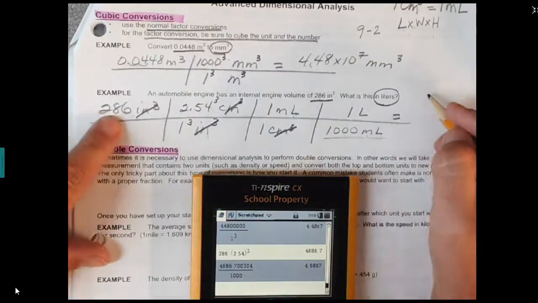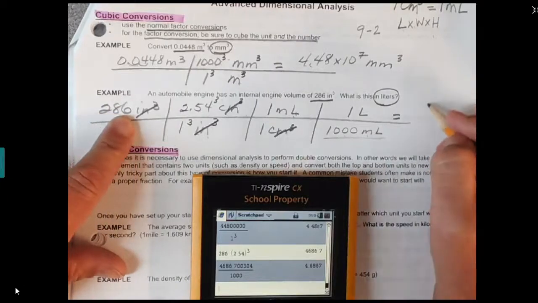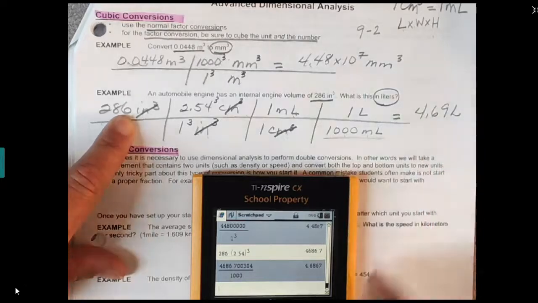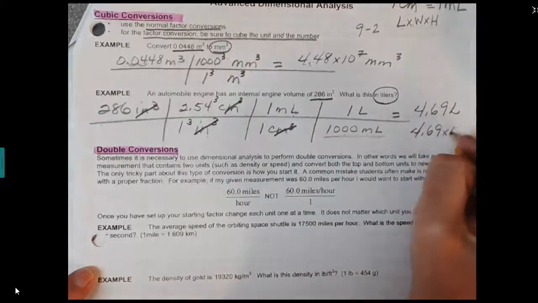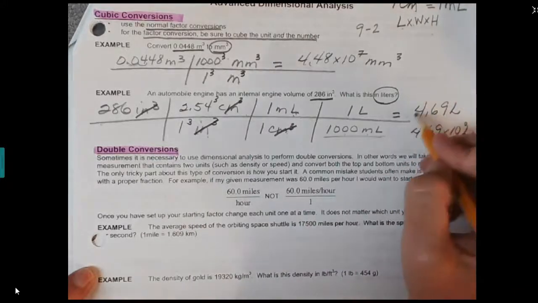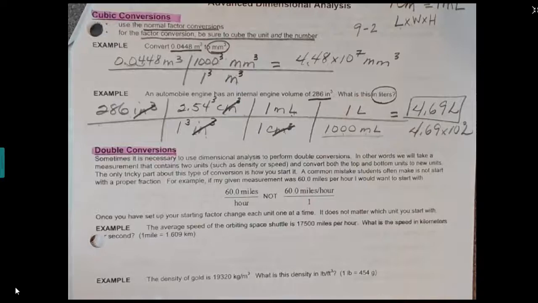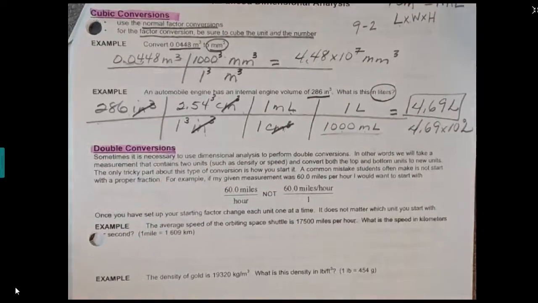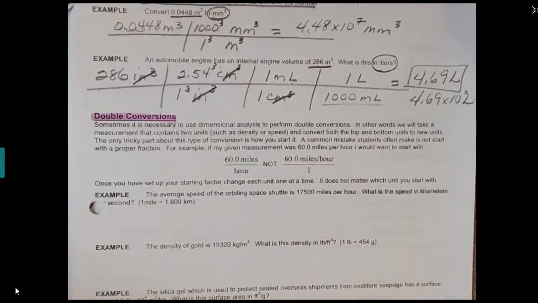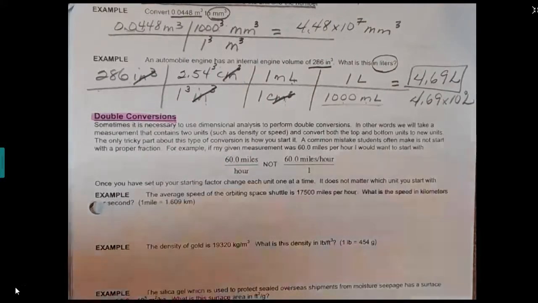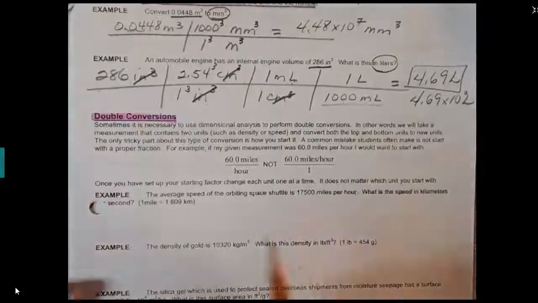And so a 286 cubed inch motor is 4.69 liters. You could also write it as 4.69 times 10 to the 0 liters. Whichever one works best for you if you want to stay in scientific notation. Questions on how to do that? Alright, so let's move over to double conversions. I'm trusting that y'all got it. On top of the 10, is it a 0? On top of what 10? Yeah, 0, because we're not moving the decimal any.